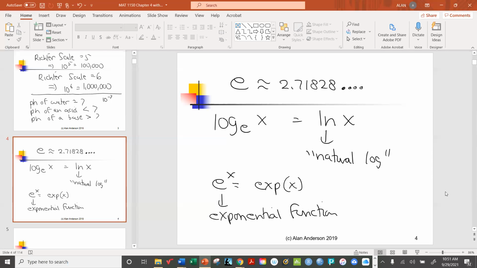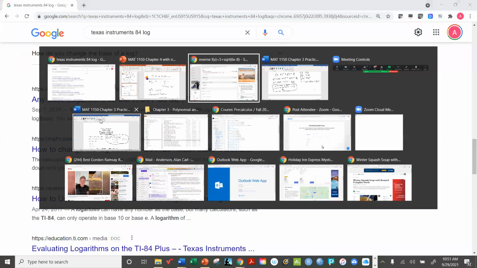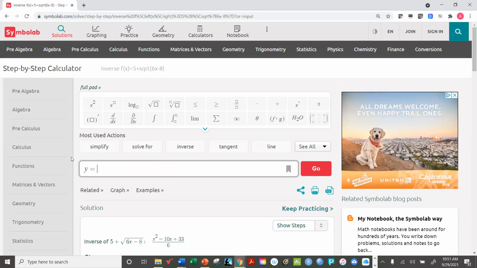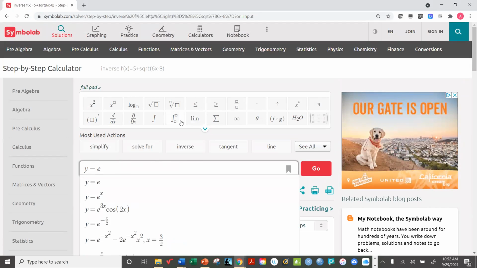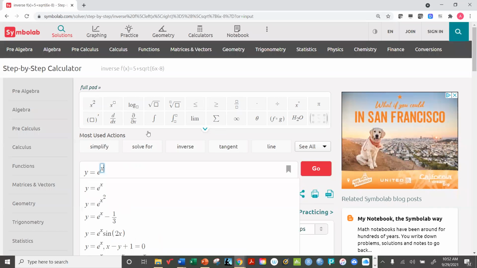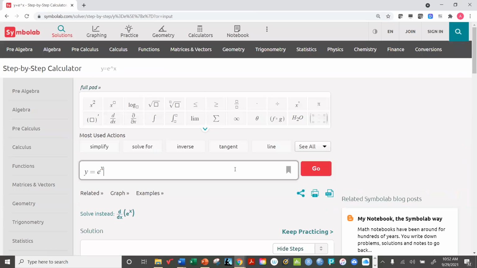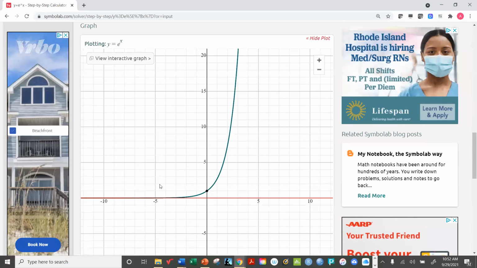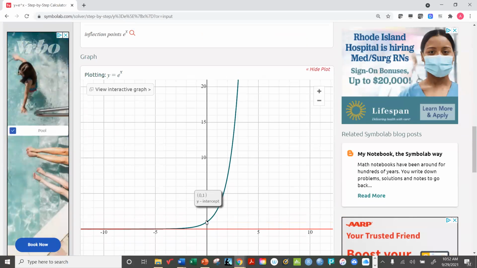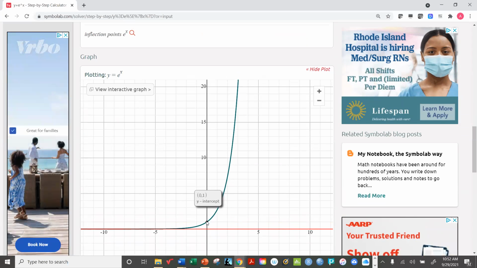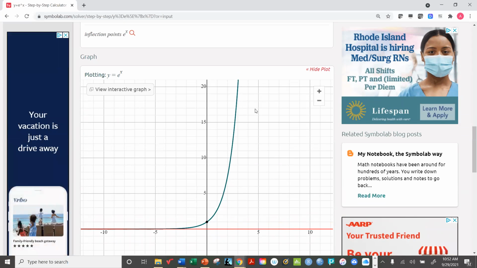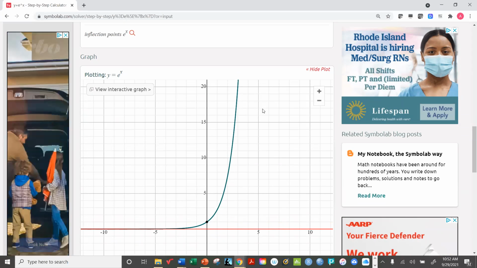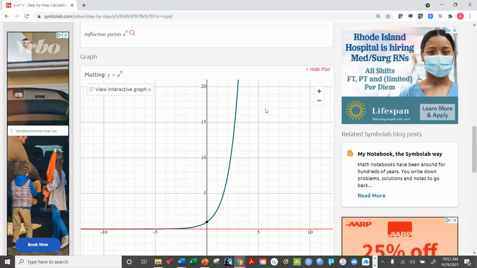In fact, why don't we take a look in Symbolab at these graphs? Let's first draw a graph of y equals e to the x, just so you can see what this thing looks like. Oh boy, does that grow fast. All right, so it crosses the vertical axis at the point (0, 1), and then it grows very, very quickly, which is what bacteria tend to do.